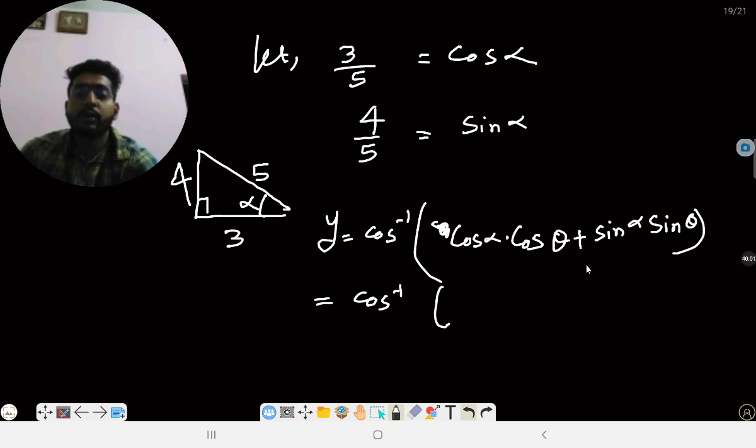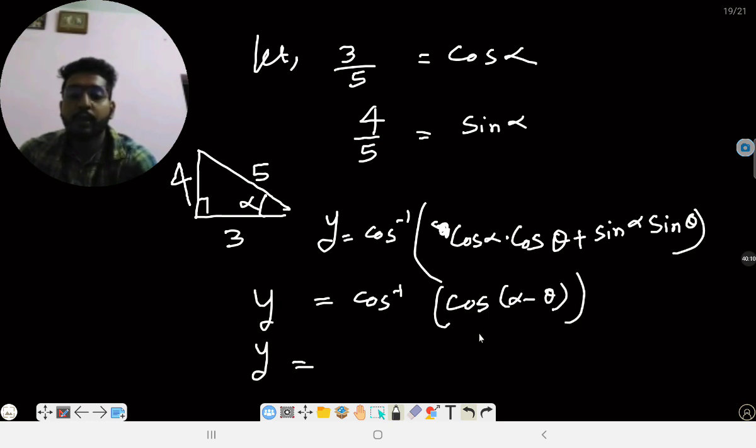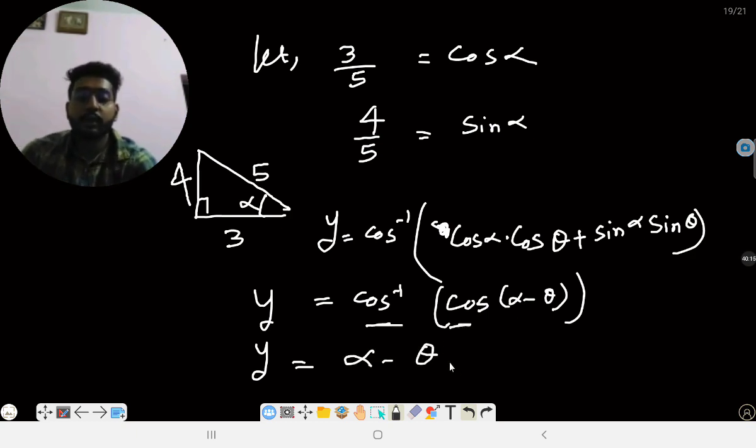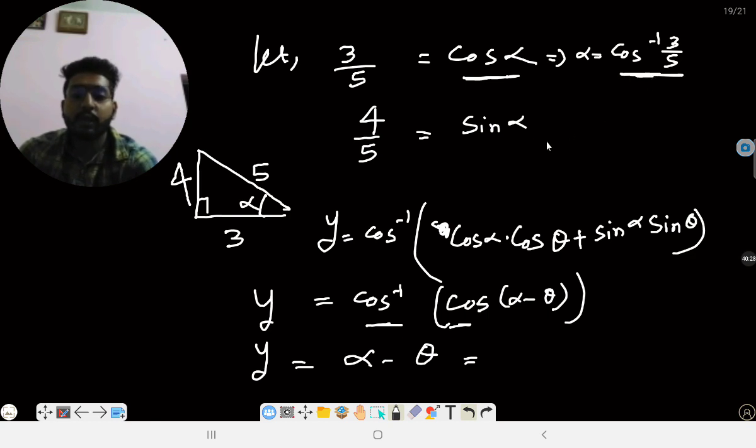Look, again cos a cos b plus sin a sin b means cos of a minus b. So from here we can say that will be cos inverse of cos of alpha minus theta. Now what is alpha? If you simplify, alpha is cos inverse 3 by 5, and this is a constant. Also alpha is sin inverse 4 by 5, again a constant. So I'm writing cos inverse 3 by 5 minus theta.